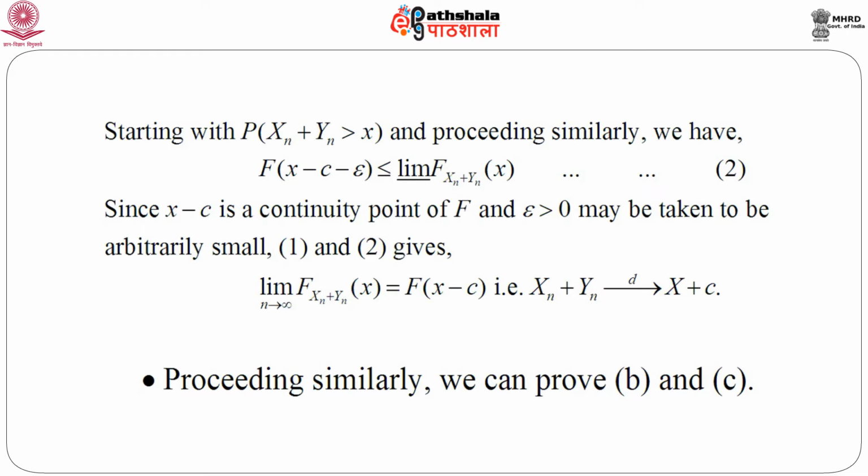Now, proceeding similarly, we can prove b and c. B means the product of the two variables will converge in distribution to c times X, and X_n by Y_n converges to X by c in distribution. So, this gives us the proof of Slutsky's theorem, and this is an extremely important theorem in statistical theory, in probability as well as in large samples, especially in large sample inference.